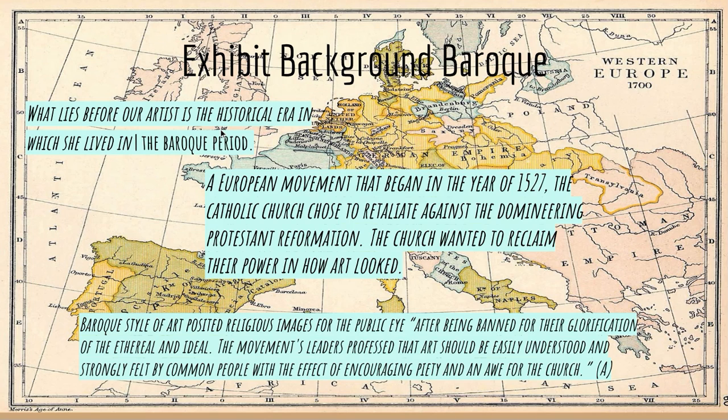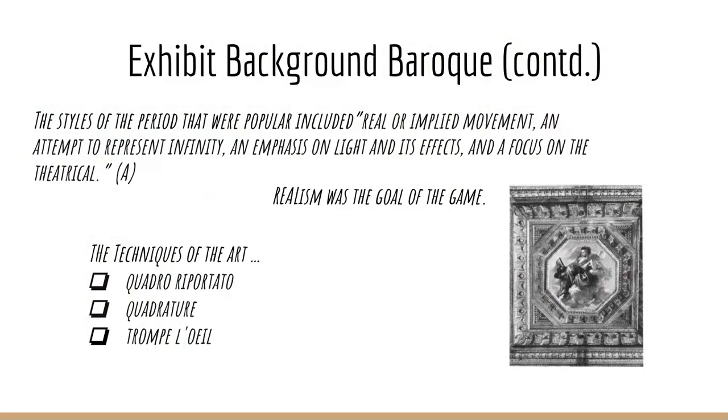And as we go throughout this exhibit, please note certain Baroque styles of painting. The styles of the period that were popular included real or implied movement, an attempt to represent infinity, an emphasis on light and its effects, and a focus on the theatrical. In general, Baroque was all about showing realism.